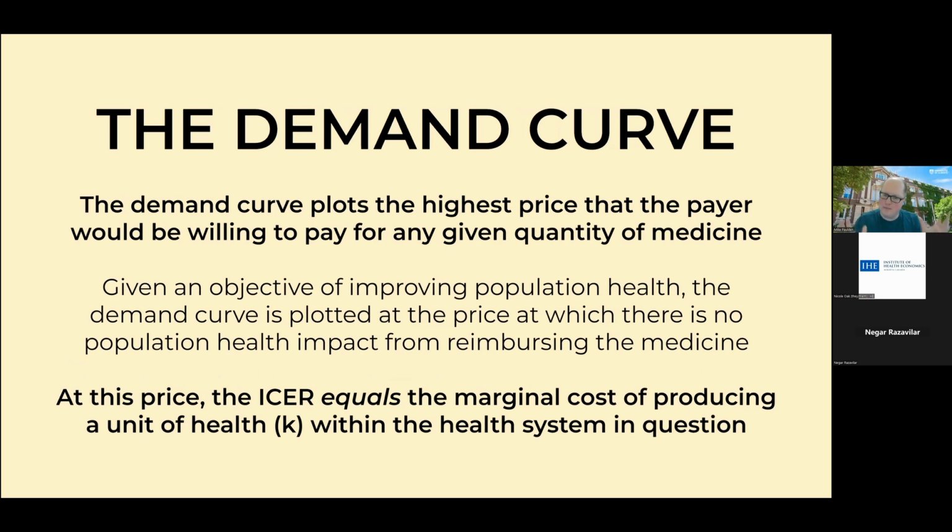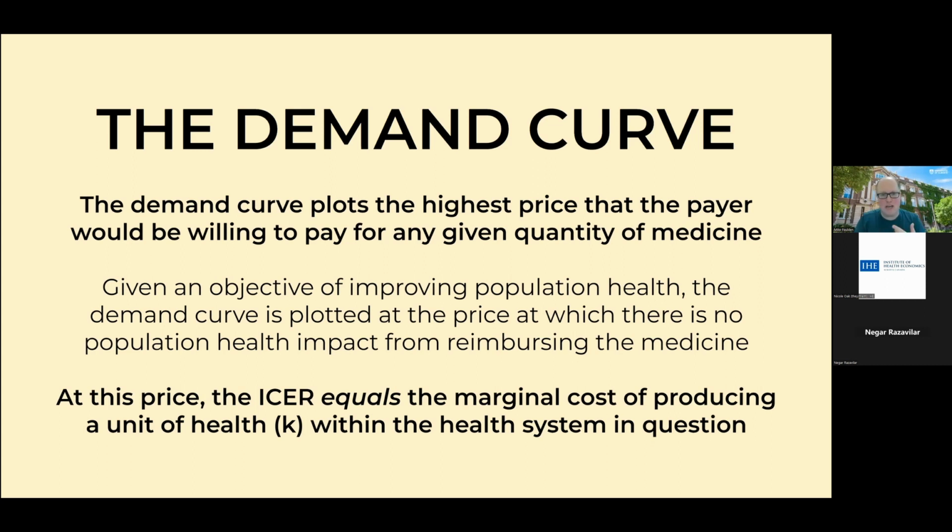Okay, so given all these simplifying assumptions, we can look at the demand curve and the supply curve. This framework is rooted in basic economics, Econ 101 for those who've done microeconomics. We're looking at the demand curve, the supply curve, and the economic surplus that arises at any given price. The demand curve plots the highest price that the payer would be willing to pay for any given quantity of the medicine.